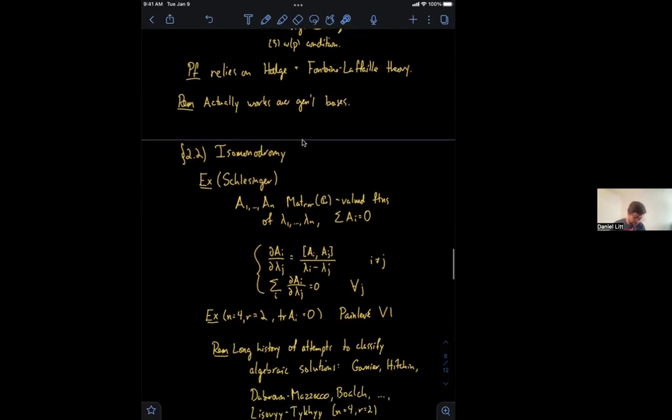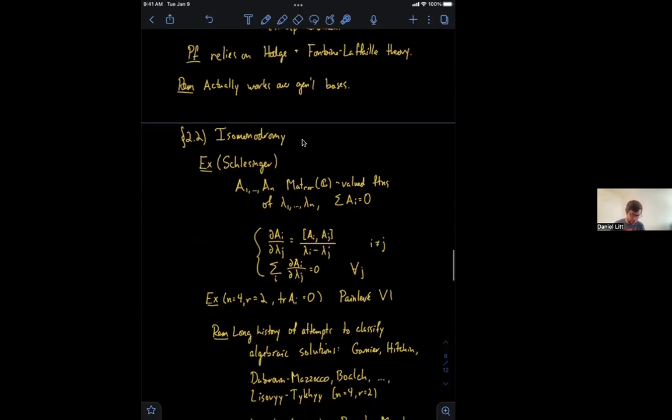Okay, and just a remark, I'm going to say something about algebraic solutions to these differential equations. This isn't just some random thing. This is something people have been studying since maybe the 30s. So there's a long history of trying to classify algebraic solutions, beginning, I think, with Garnier, and then this really picked up with Hitchin in the 80s. There was a partial classification in the case of Painlevé-6 by Dubrovin and Mazzocco. Then Boalch and others found a bunch more solutions. So in fact, the complete list, and it was proven to be the complete list by Lisovyy and Tykhyy with a computer-aided proof in 2014.